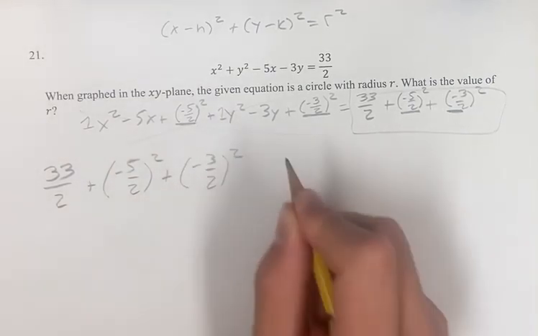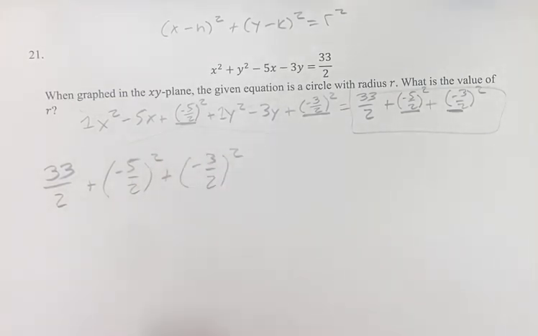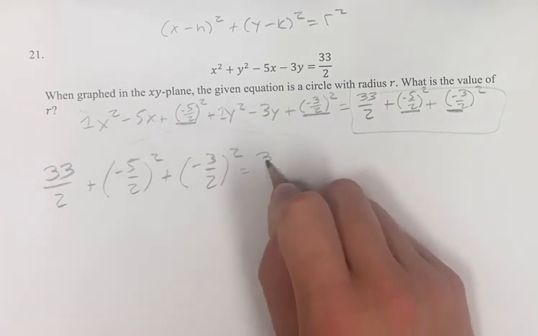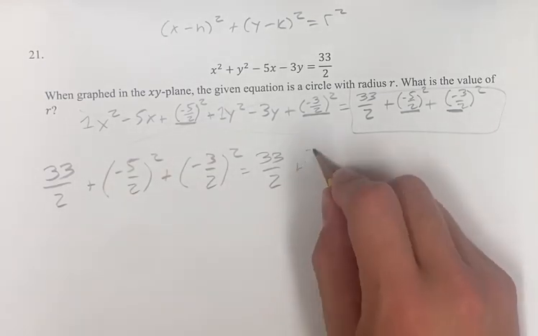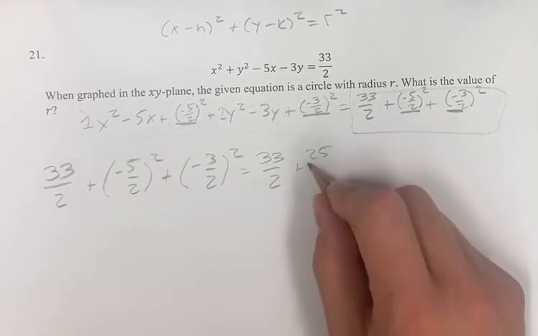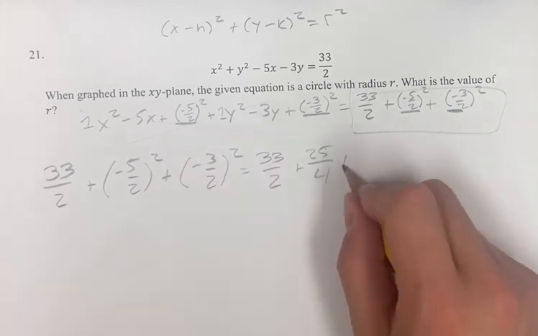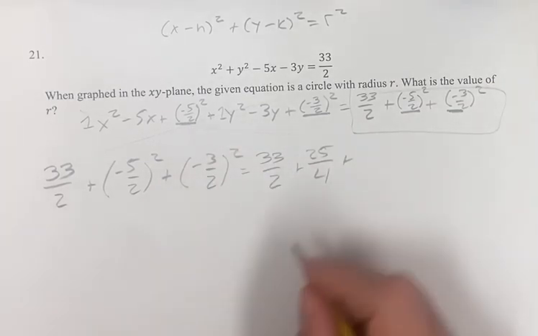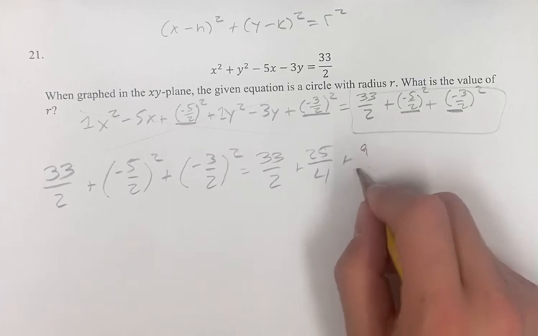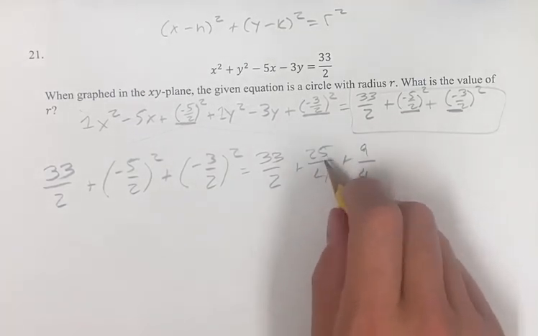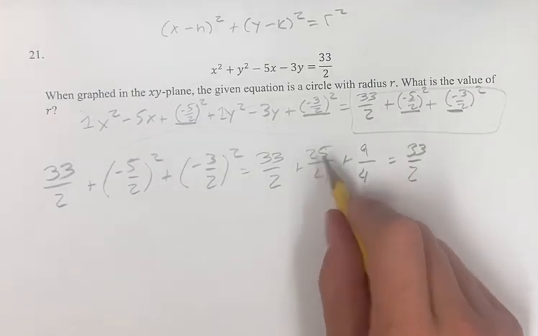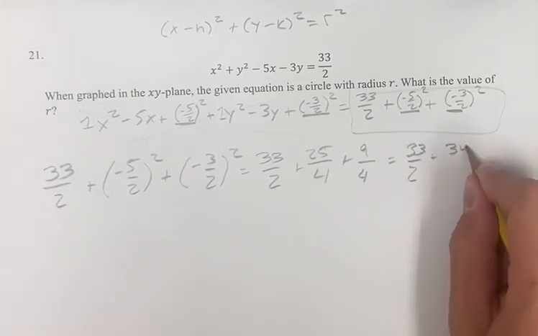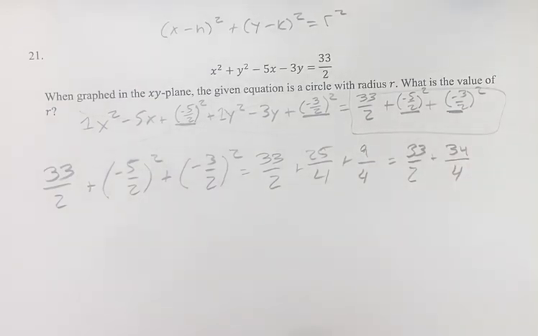Alright, so now if we square these out, you just have to square the numerator divided by the square of the denominator. So we have 33 over 2 staying the same, plus negative 5 squared is 25, divided by 2 squared is 4, plus negative 3 squared is 9, divided by 2 squared is again 4. If we add these two together, while they have a common denominator, we get 25 plus 9 is 34. Again, denominators are the same.